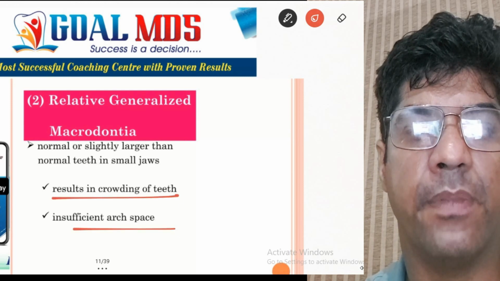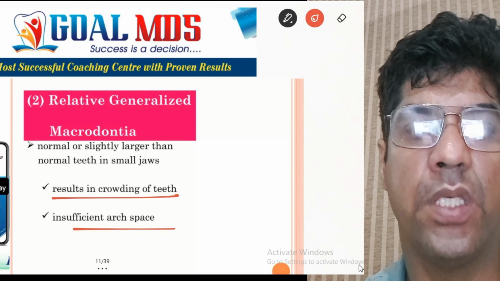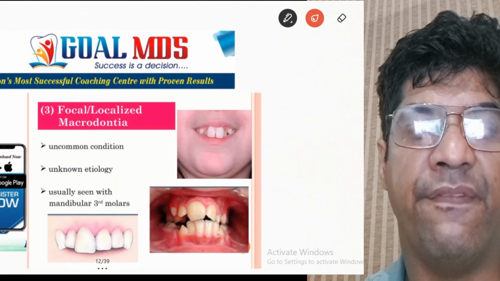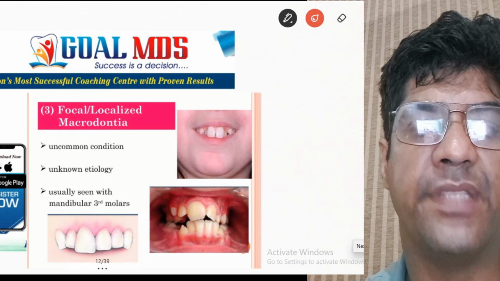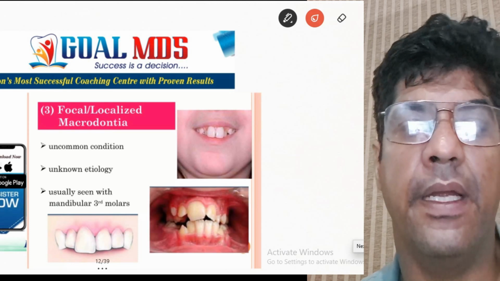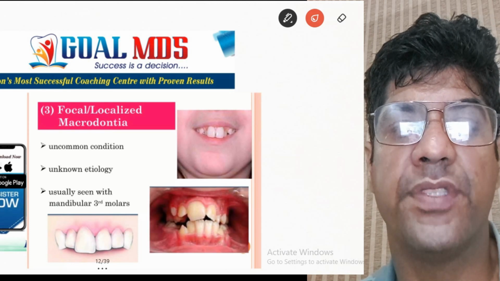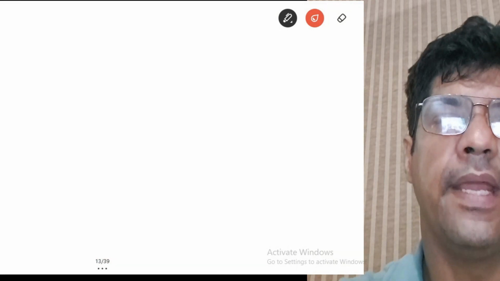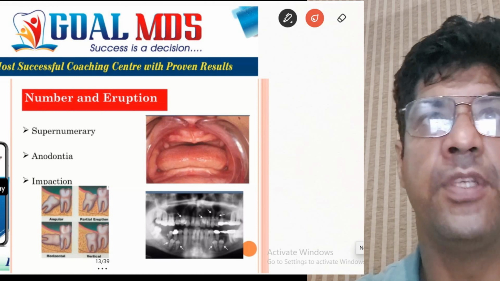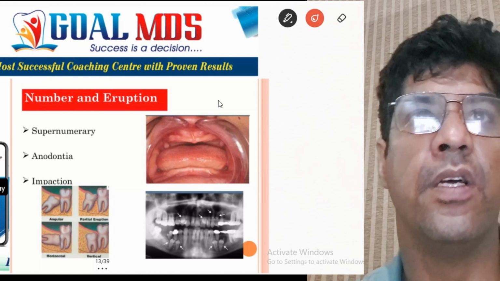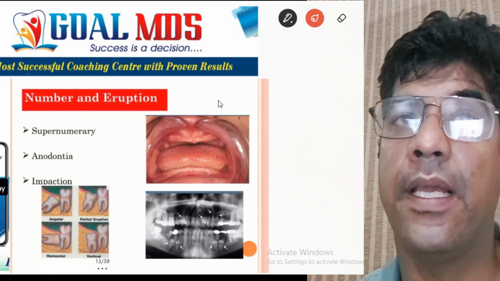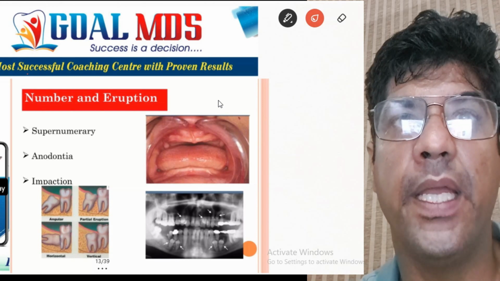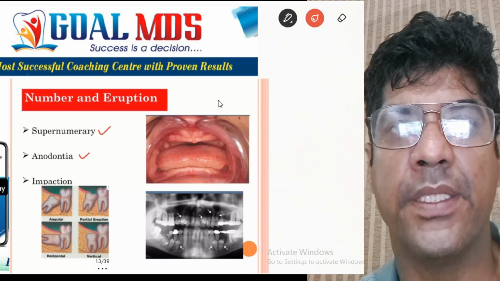The third is the macrodontia of the single tooth, when only one tooth in the mouth is larger than the normal size. It is when a single tooth grows larger than expected. Next, based upon the number and eruption of teeth, we can classify the dental anomalies into supernumerary, anodontia, or impaction.